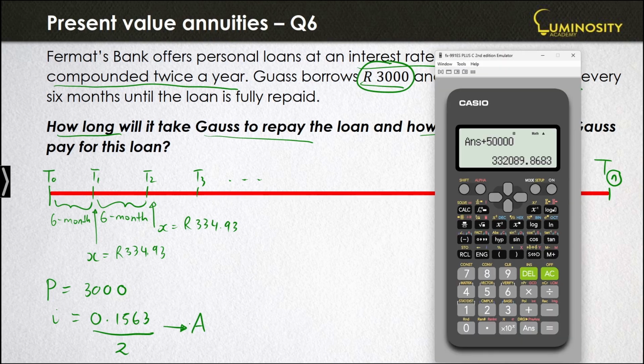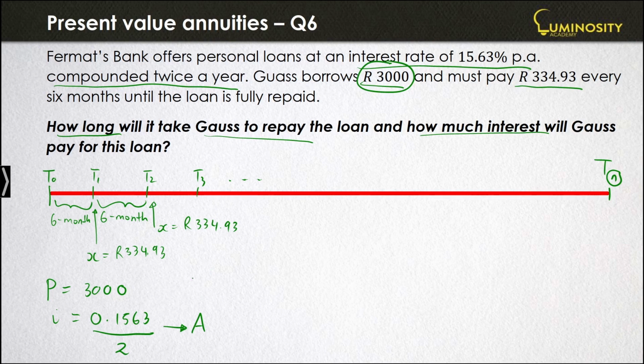So I'm going to put that value into my calculator, 0.1563 divided by 2, and press shift store A. Now if I press alpha A, I've got that value stored in my calculator. So we have the principal or present value amount we want to pay back. We have the interest rate. We are looking for N. We don't know that, but we have X, which is given as 334 Rand and 93 cents that he's paying every 6 months.